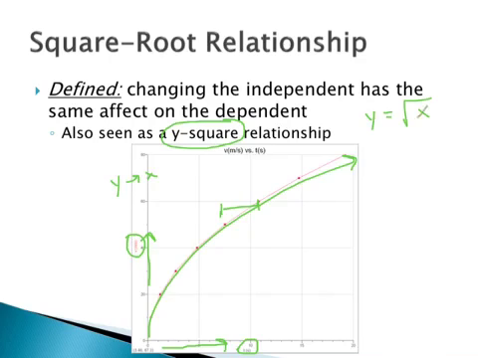And if I think of where I am getting this y squared from, well, if I want to get rid of this square root, all I have to do is square both sides. The square of a square root is whatever is inside the square root, which would be x, and that would leave the other side as y squared. So a square root relationship is also shown as a y-squared relationship. The way you tell this is that it produces the same effect, increasing or decreasing, but the rate at which it increases or decreases tends to slow down a bit.